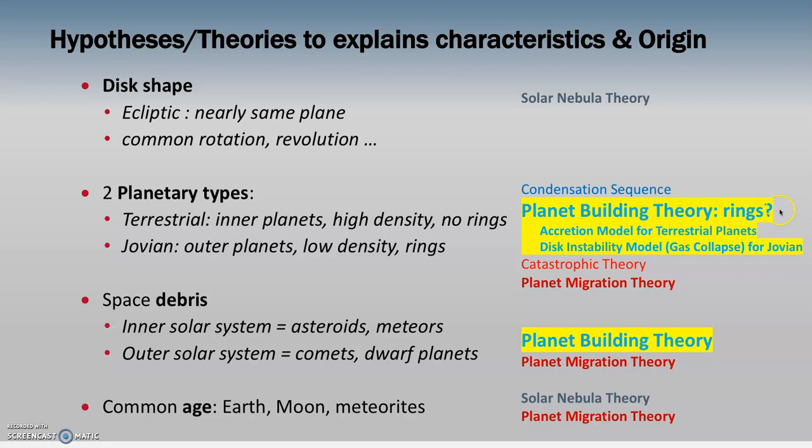The theory is called the planet building theory. It has two models or two hypotheses underneath it that still are accumulating data. The one is the accretion model, and that's for the inner terrestrial planets. The other is the disk instability model, and that is for the Jovian planets. So let's go into it because it could explain the rings on the Jovian planets, and it could explain the space debris that we know in our solar system.